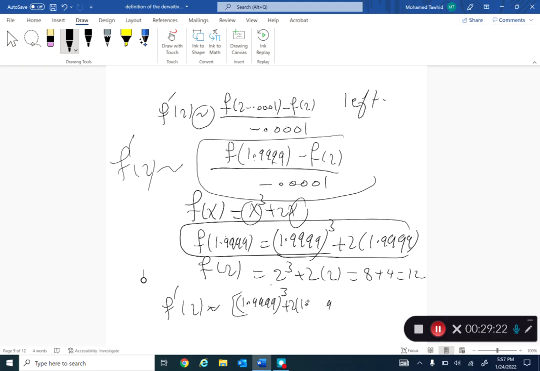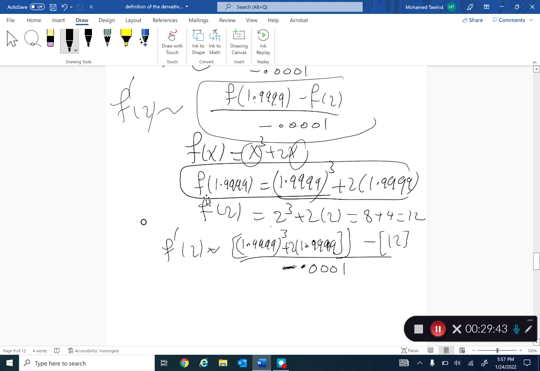49, 1.234, and then close the bracket, minus 12. The whole thing divided by negative 0.001. So negative 0.001, that is 30 here, right? 30, 0, 1, 2, 0.